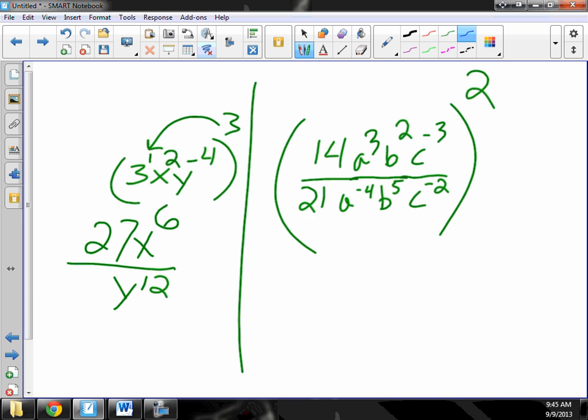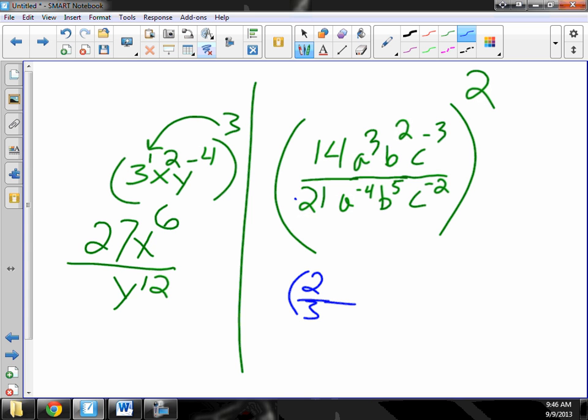Okay, I recommend you make your life as easy as possible. Simplify first. We could bring the 2 into everything, but that's going to be terrible. So let's simplify first and then bring in the 2. So 14 over 21 simplifies to be, what factor do they have in common? A 7. So we pull a 7 out of both of them. We end up with 2/3.